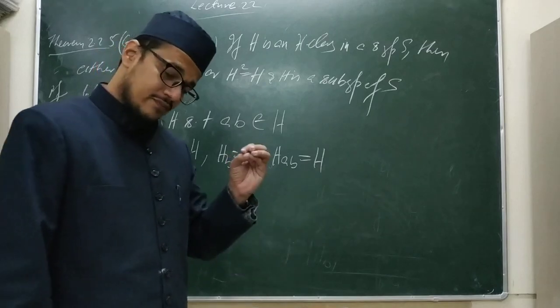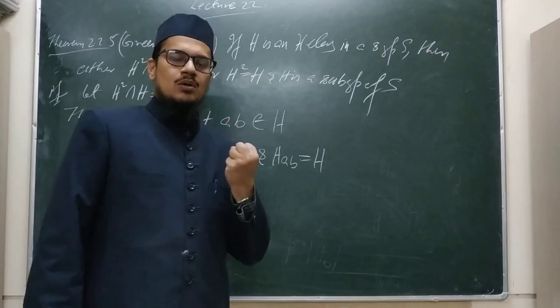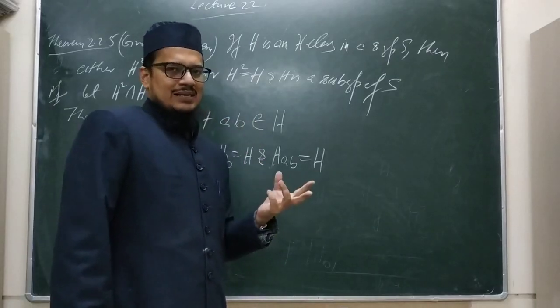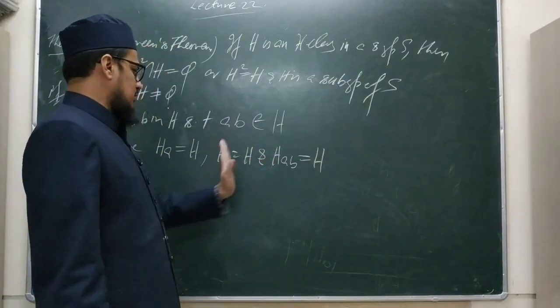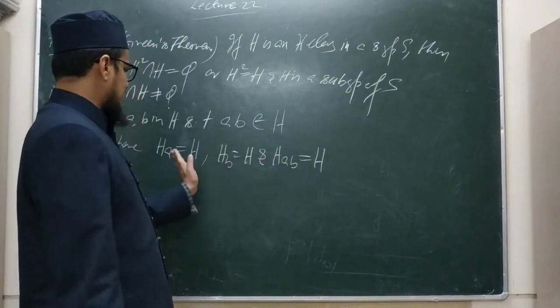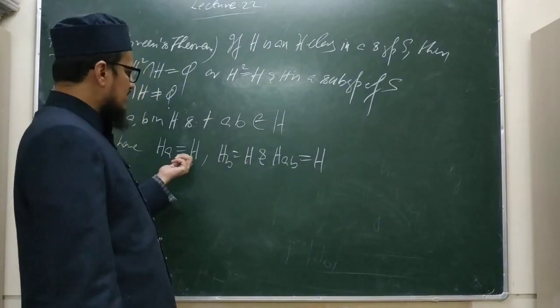And if they have, either they are disjoint or they are equal to each other, just like cosets in a group. If you take any two cosets, then either they are disjoint or they are equal to each other. So in a similar way, Hab is equal to H, Hb is equal to H, Ha is equal to H. So it means that Hab is equal to Hb also, and Hab is equal to Ha also.